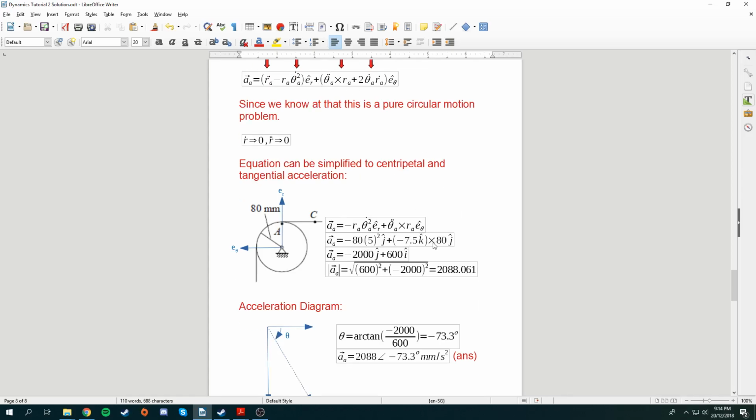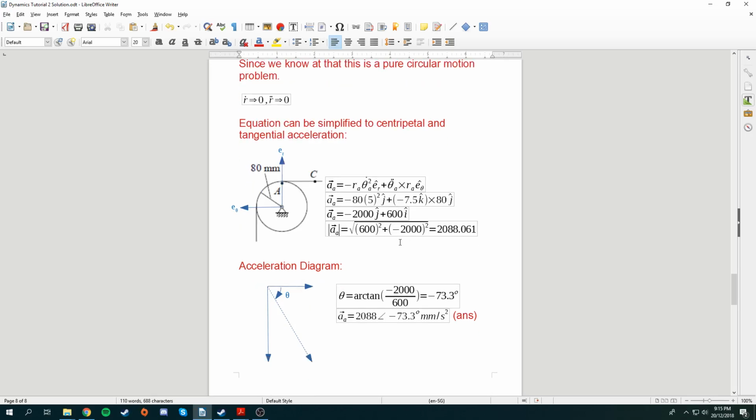Now I put in all the values that I have. So r is the radius, theta dot is just omega, theta double dot is just the angular acceleration, and r is also just the radius. So once I do this cross product and evaluate this, what I realize is the acceleration of A has two components, in a negative j direction and a positive x direction. I can solve for the magnitude and I will get 2088.061.